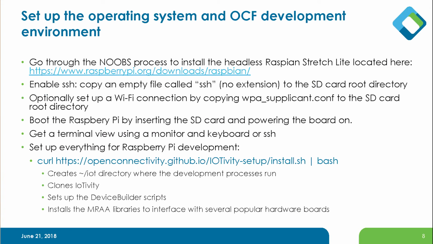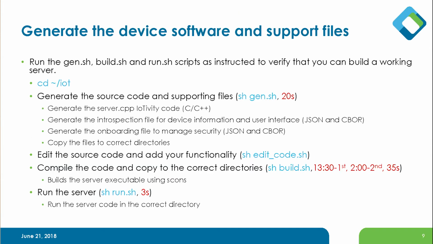So the slides here go through the whole process. A lot of that I've done in advance to make the presentation run a little more smoothly. But this explains how to set up your Raspberry Pi and all the development tools. And then we're going to generate the device software and support files. So I'm going to switch to that and actually show you this. I put down some timing here. The first time you run through it, it's going to compile a bunch of libraries and stuff, so it takes closer to 15 minutes. After you do that the first time, it's more like 3 minutes. It's really fast.